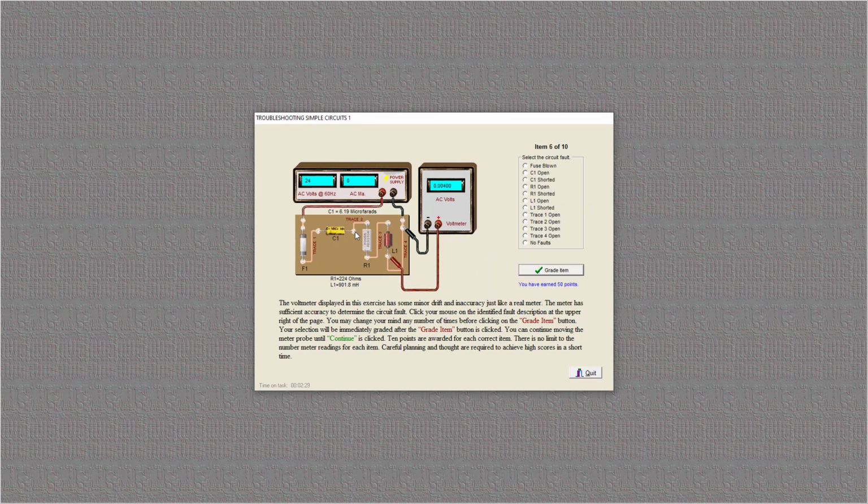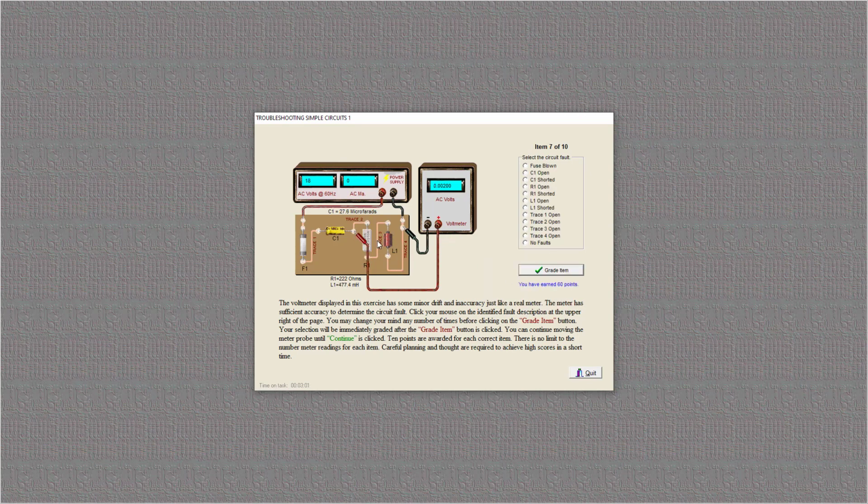Good. Divide and conquer. No current. We have an open. 24. Okay, let's see what we have. That's ground. That's ground. That's ground. That's ground. And that's a full voltage. So I'm going to say trace 2 is open. We have voltage on one side and ground on the other.